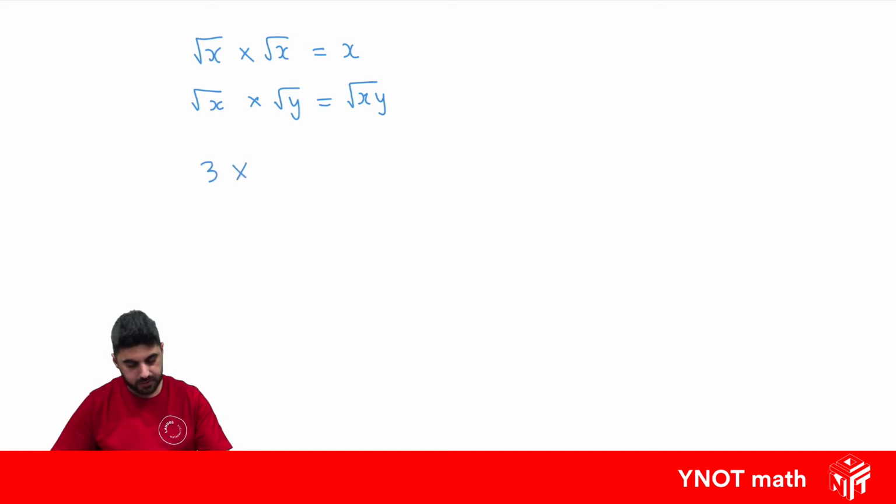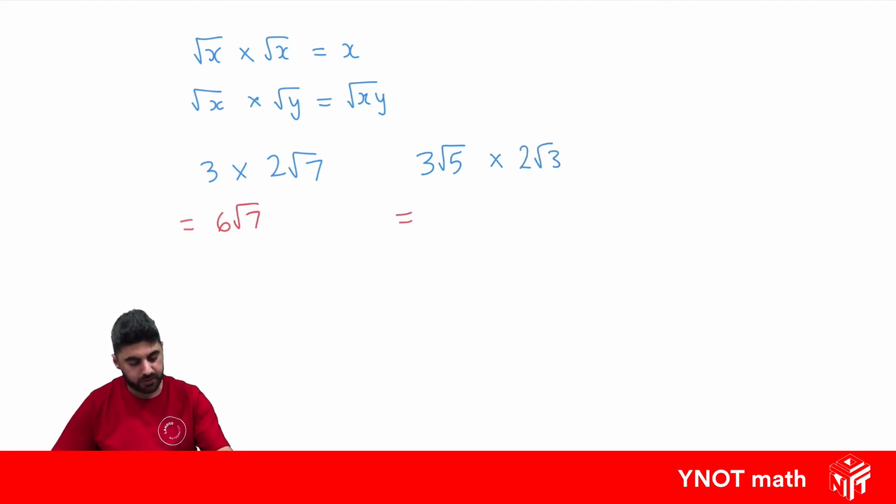3 times 2 root 7. So when we multiply surds, we multiply numbers in front with each other and surds with each other. Well, there's only one surd here, so we only have to multiply the numbers in front. So 3 times 2 is 6, so we get 6 root 7. What about 3 root 5 multiplied by 2 root 3?